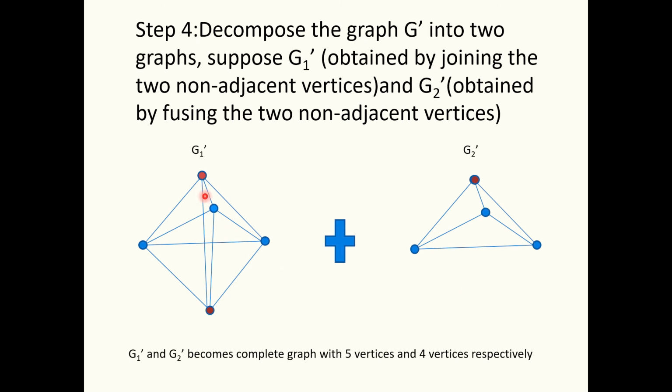So here we get that G1 dash and G2 dash, these are two decompositions from G dash which are complete graph with 5 vertices and 4 vertices. In G1 dash total 5 vertices, in G2 dash total 4 vertices are there. So no more decomposition we can make.